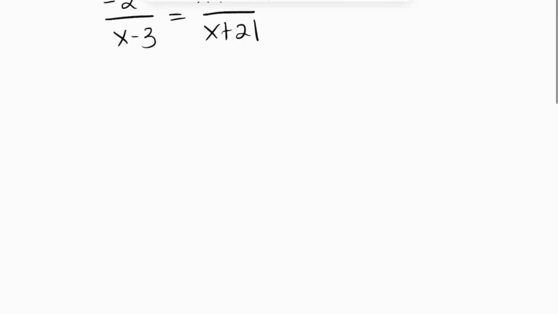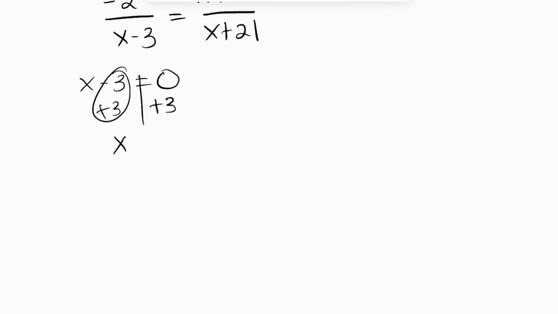If we look at the first denominator, x minus 3, and we set that equal to 0, x minus 3 is equal to 0, add 3 to both sides, and x is equal to 3. This means if x equals 3, the denominator becomes 0, and this whole thing is going to become 0. So x equals 3 is not allowed. We don't want x to equal 3.